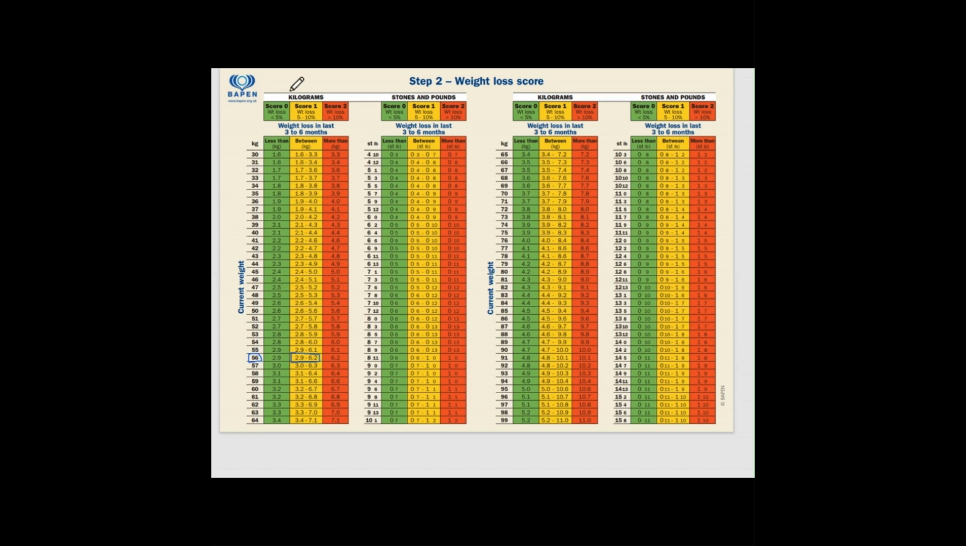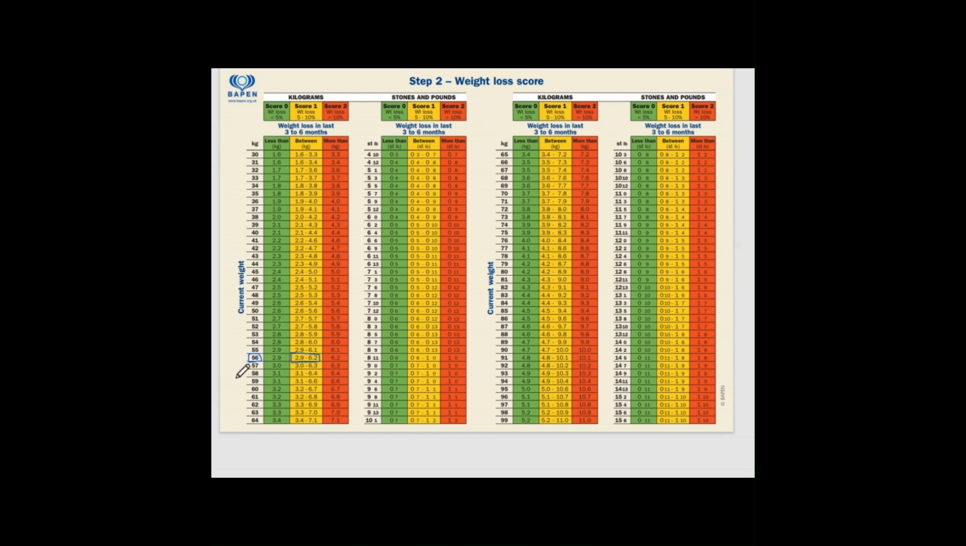Now we will look for weight loss score. You can see the screening tool on the screen. At the top is a score category. If weight loss is less than 5% or less than the weight in kilograms, then score will be 0, that you can see in the first column. If weight loss is 5 to 10% or between the weights in kilograms, you can see limits in the middle column, then score will be 1. If weight loss is greater than 10% or more than the weight in kilograms, see the limits in the third column, then score will be 2.